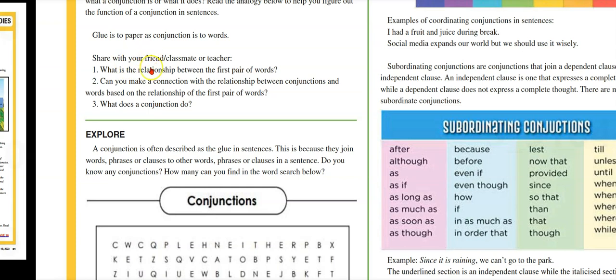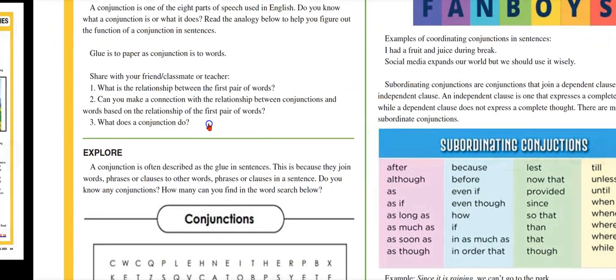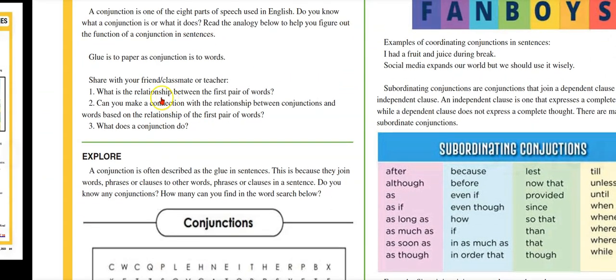Let's see. Share with your friend or classmate or your teacher. 1. What is the relationship between the first pair of words, glue and paper? Can you make a connection between the relationship between conjunctions and words based on the relationship of the first pair of words? So what does a conjunction do? Alright, so this is a nice little review of the ability test and analogies. We know that when we have analogies, we are given word pairs, and we are going to look at the relationship established in the first pair to complete the second pair.